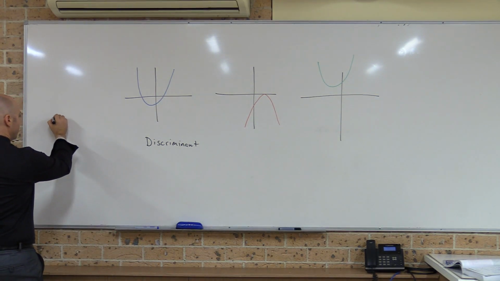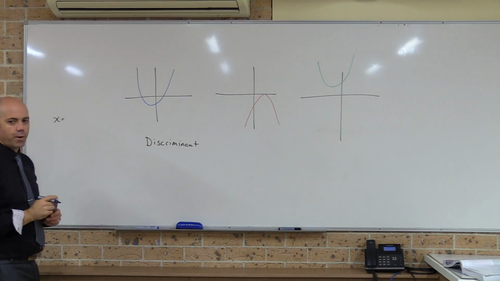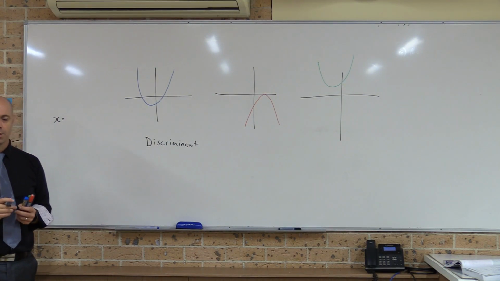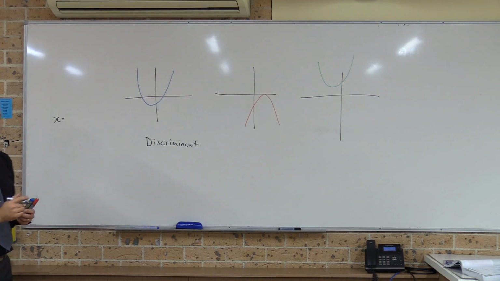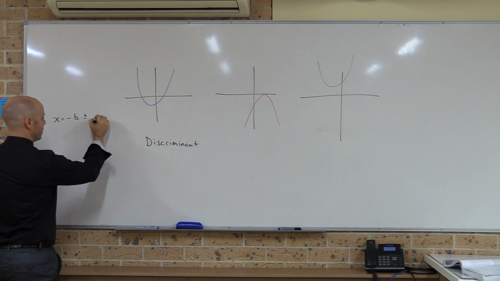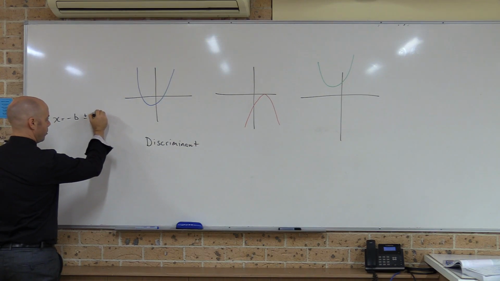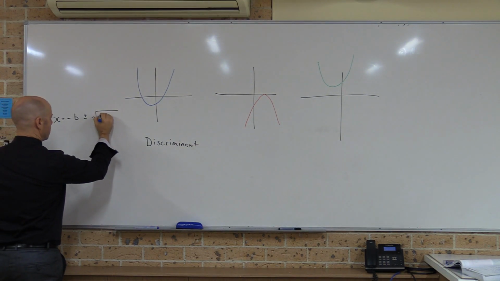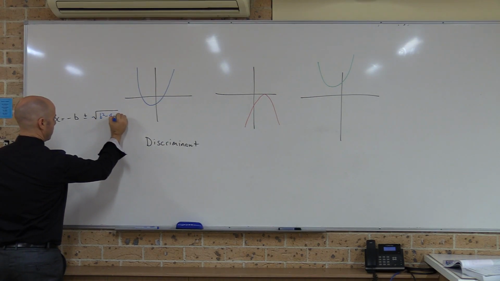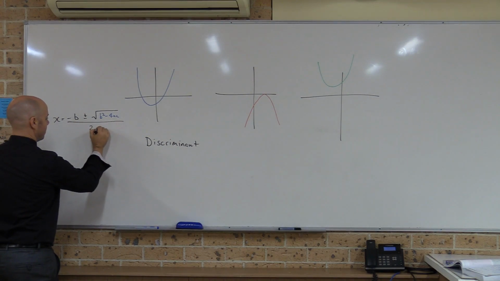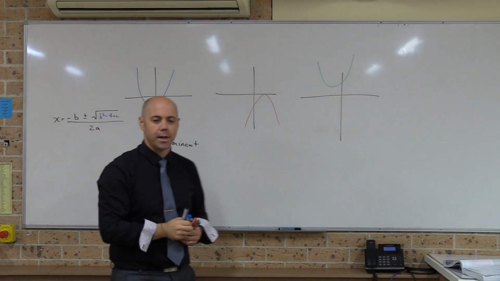Can anyone tell me what the quadratic formula is? Start with x equals. X equals minus b. Negative b, yep. Plus or minus the square root of b squared minus 4ac. I'm just going to write this in a different colour because that's what we're talking about. And the rest of it? Over 2a. Okay. So that's our quadratic formula.